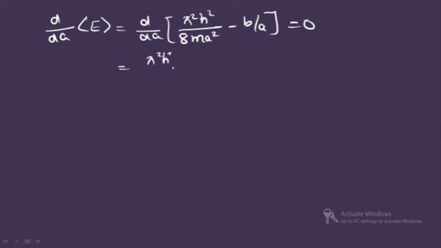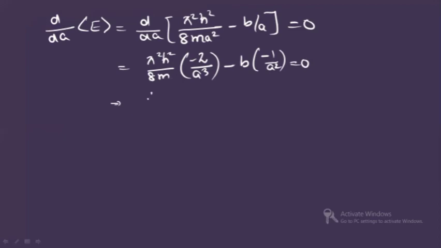Alright. Now when you do the differentiation, what will you have here? Pi square h cut square by 8m is a constant term, right? And 1 by a square will give you minus 2 by a cube. Minus b is as it is. 1 by a will give you minus 1 by a square, right? You can do the differentiation. So finally you will have pi square h cut square, this is 2, this is 8 m a cube, with a negative sign. It is equal to what?